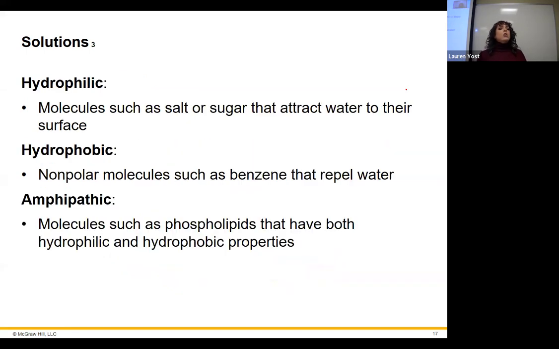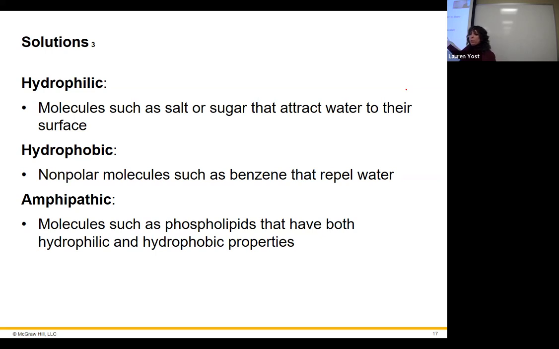That's the idea. So if you don't have a charge like that and you are nonpolar, you're not going to interact well with water molecules. You're just not. You're just going to sit there and not interact with them. So those are hydrophobic. Those are water fearing. Okay, nonpolar molecules, they're going to repel water.